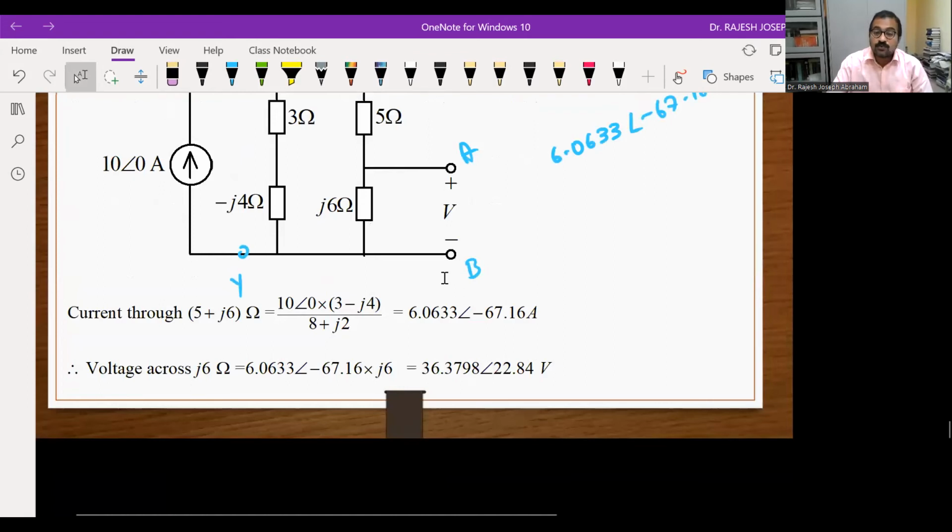So that means you can interchange the positions of the source and the response, or excitation and the response, in a single source linear bilateral network. That is what reciprocity theorem states.